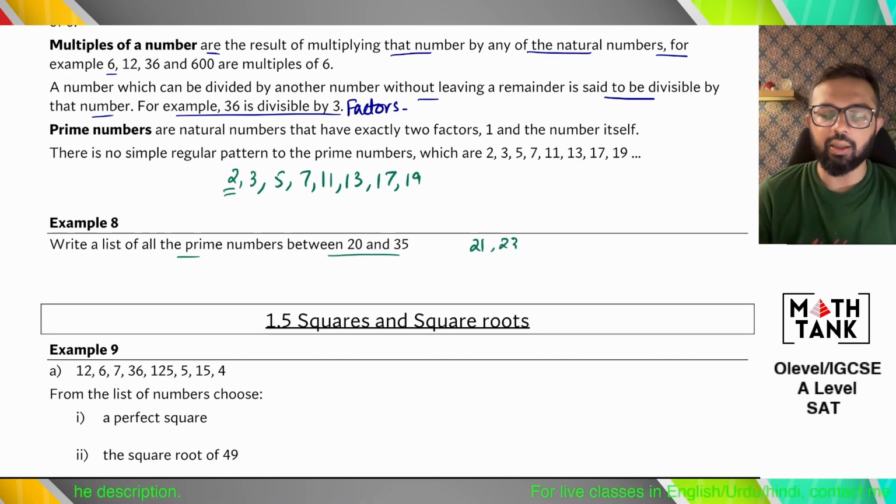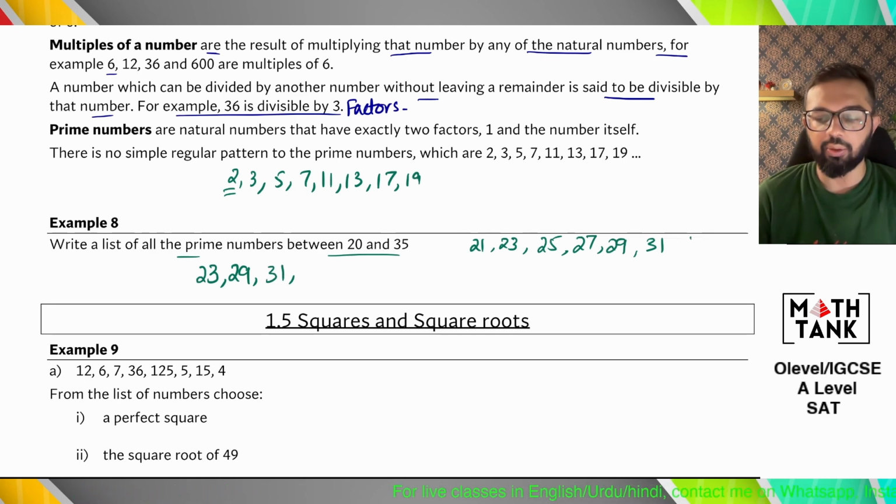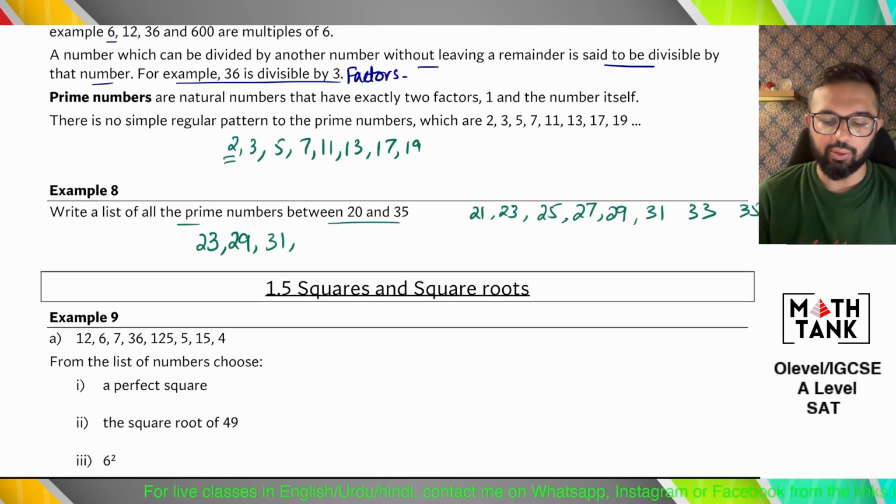Let's check 23. I don't know if 23 divides with anything. So 23 is a prime number. Okay. Then let's go on to 25. 25 is obviously 5 into 5, so that's not a prime number. 27 is also not a prime number. 29 is a prime number, so 29 is here. Then 31, 31 also divides only by itself, so 31 is a prime number. 33 is certainly not a prime number, and 35 is also certainly not a prime number.